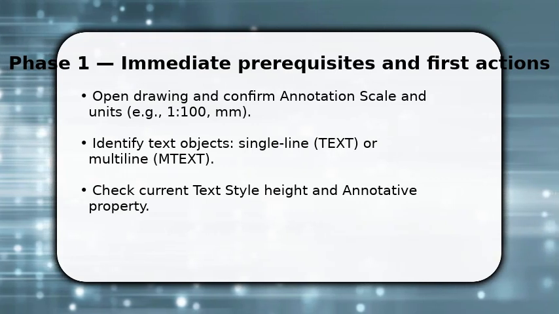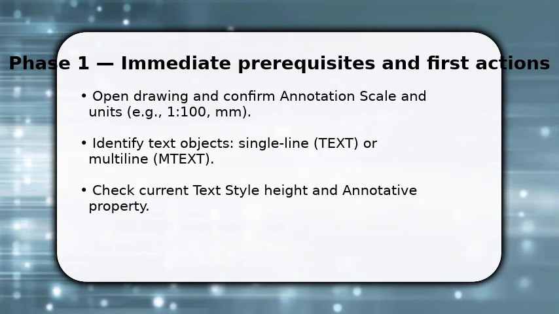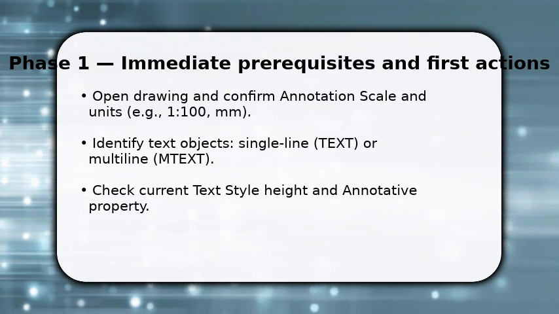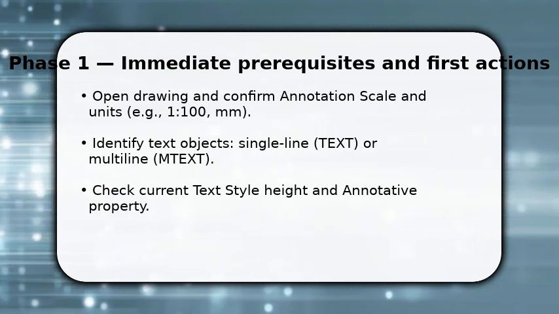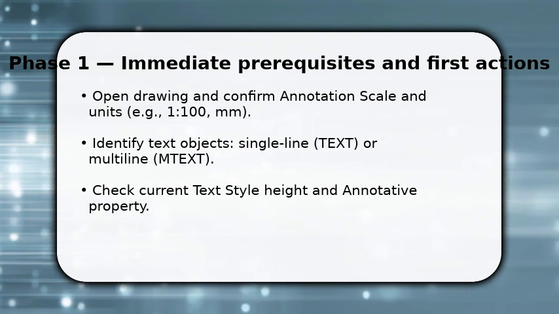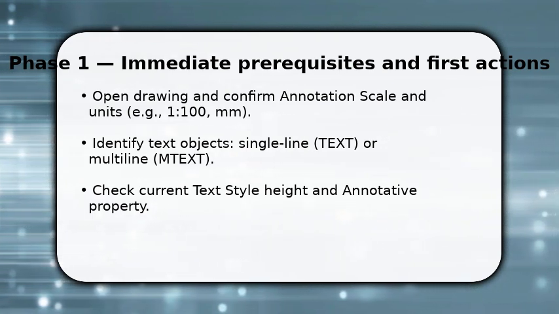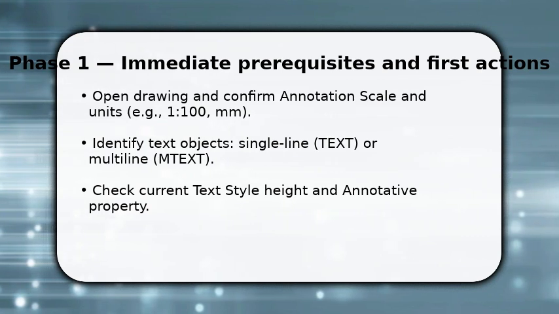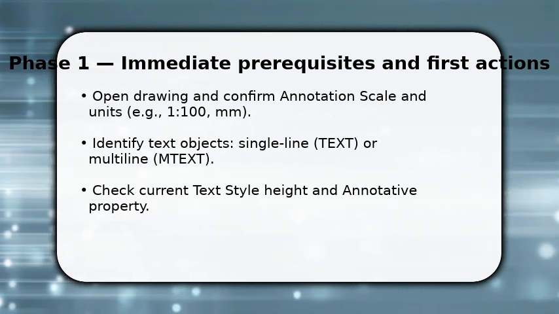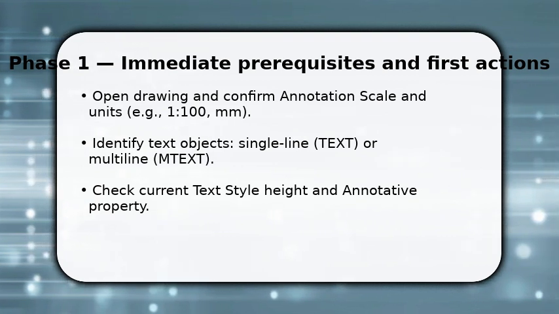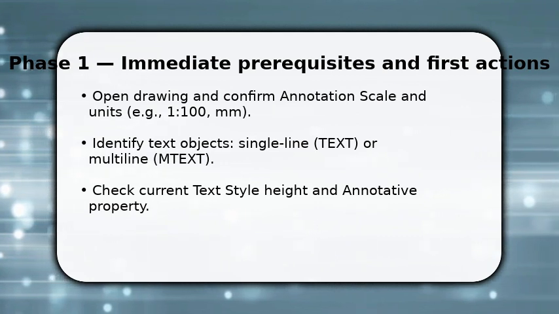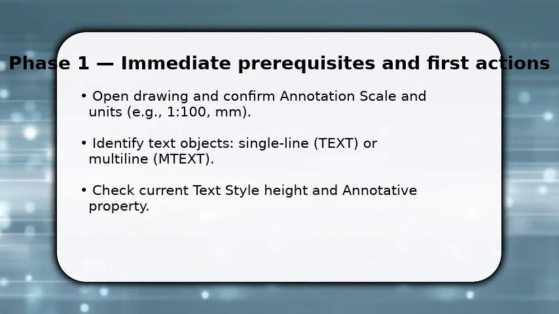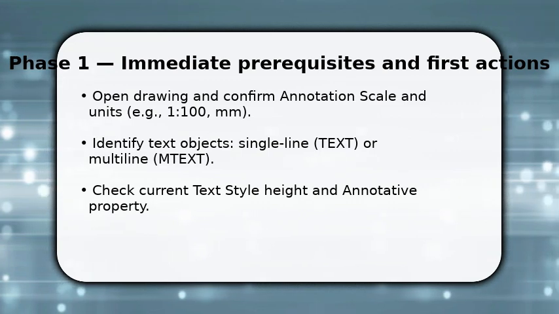Enjoy the video. You start by opening your drawing and verifying annotation scale and units. This matters because text height depends on scale. Next, select whether you're measuring single-line text or M-text, since M-text can wrap and change visual height. Then inspect the text style. Its set height, whether height is 0 using height override, and if it's annotative, these settings determine whether you measure the style default or an instance override. Once done, you're ready to measure actual on-screen height.